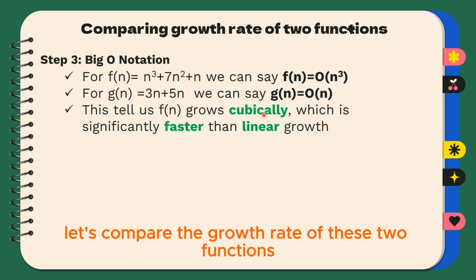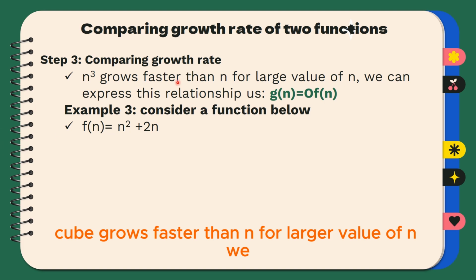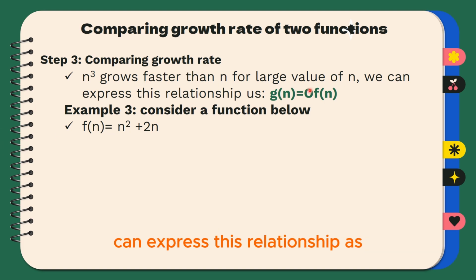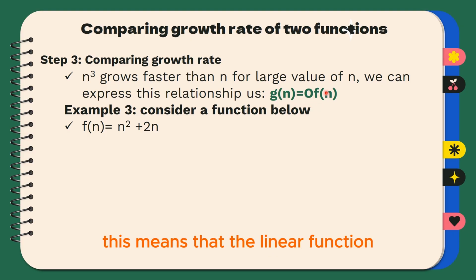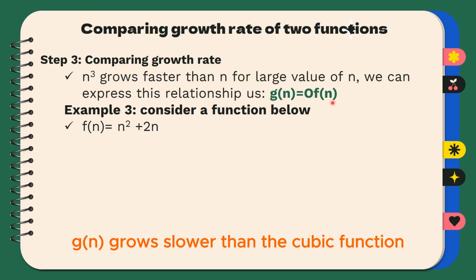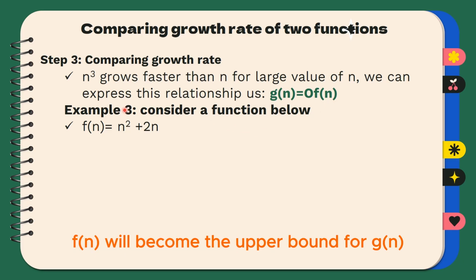Finally, let's compare the growth rate of these two functions. Since n cubed grows faster than n, for larger values of n, we can express this relationship as g of n equals big O of f of n. This means that the linear function g of n grows slower than the cubic function. In other words, f of n will become the upper bound for g of n.